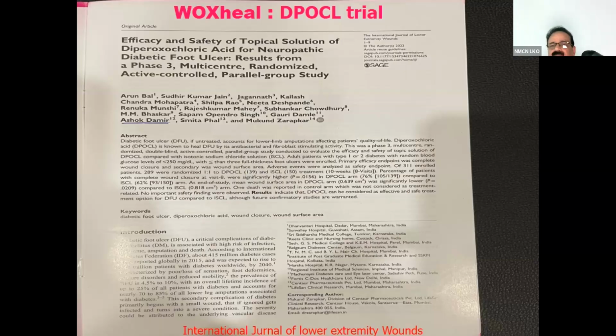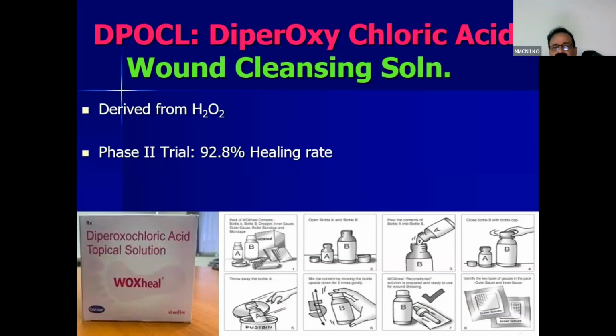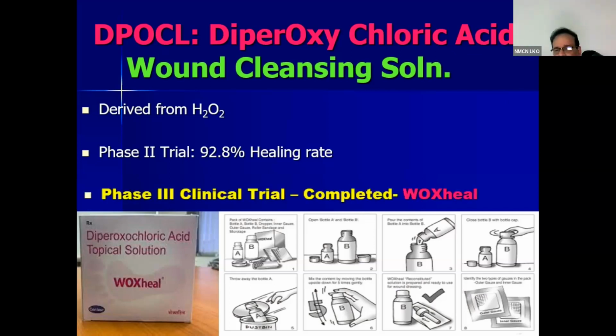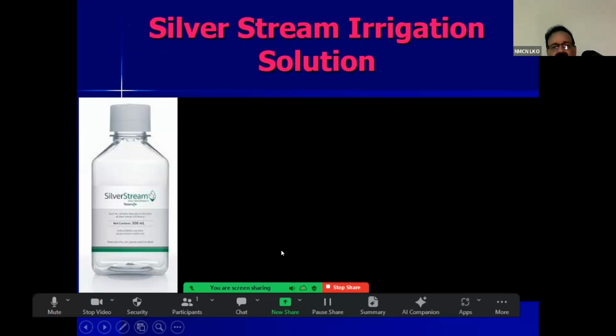This was a paper published in the International Journal of Lower Extremity Wounds. Fortunately, I was one of the principal investigators of this trial, and this is the wound cleansing solution. It is found to be very effective. It has been derived from hydrogen peroxide. The phase 2 trial has shown a 92.8% healing rate, and I was a part of the phase 3 clinical trial. Now this molecule is available in the form of Voxil, and this is how it is to be used. Next is the Silver Stream irrigation solution.